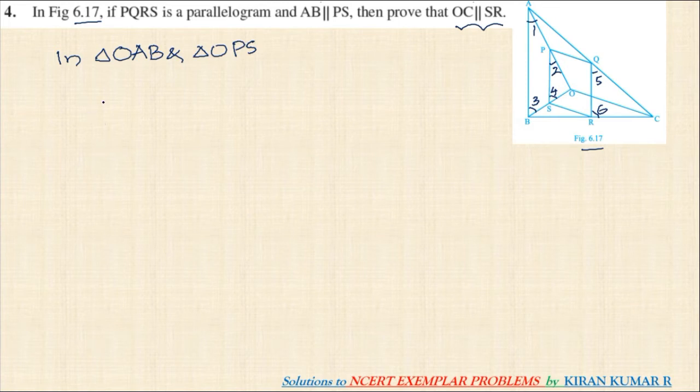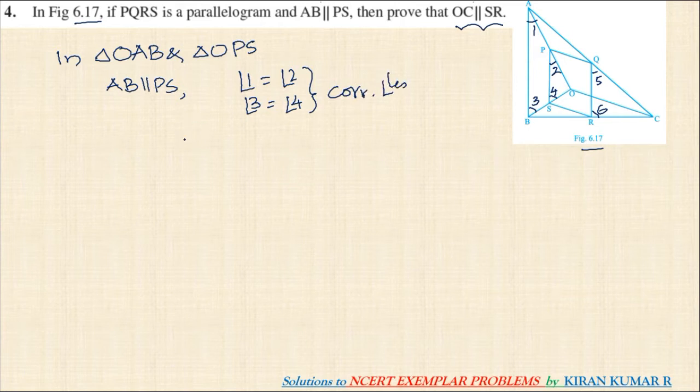Now observe, since AB is given parallel to PS, we have got angle 1 equal to angle 2. At the same time, angle 3 will be equal to angle 4. These angles are the corresponding angles. Whenever pairs of corresponding angles are equal, by AA similarity I can say the triangles are similar. This is by AA similarity.